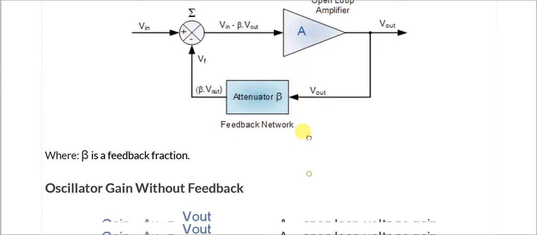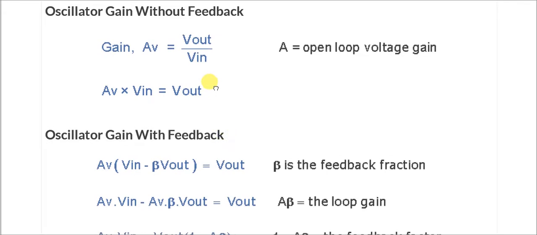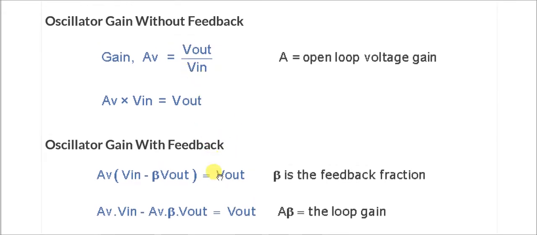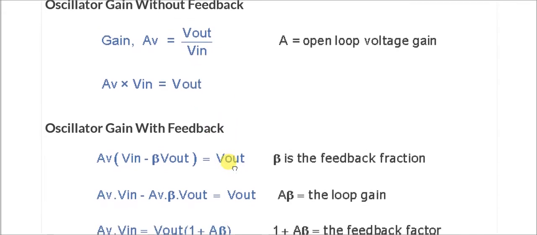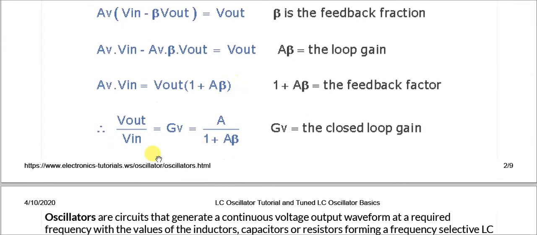So the relations we have done in detail in the previous topic in the class. So we come to here. This is the final result, which is the gain, which we represented as AV. Here it is given as GV, which is A over 1 plus A beta. We derived this relation in our last lecture in the class.